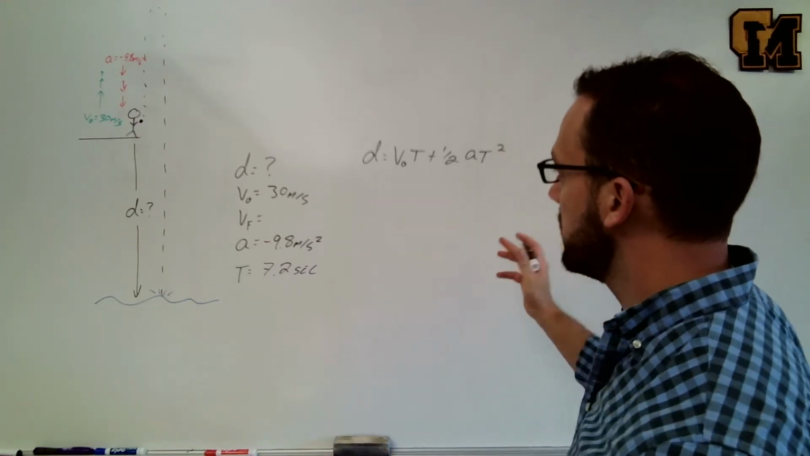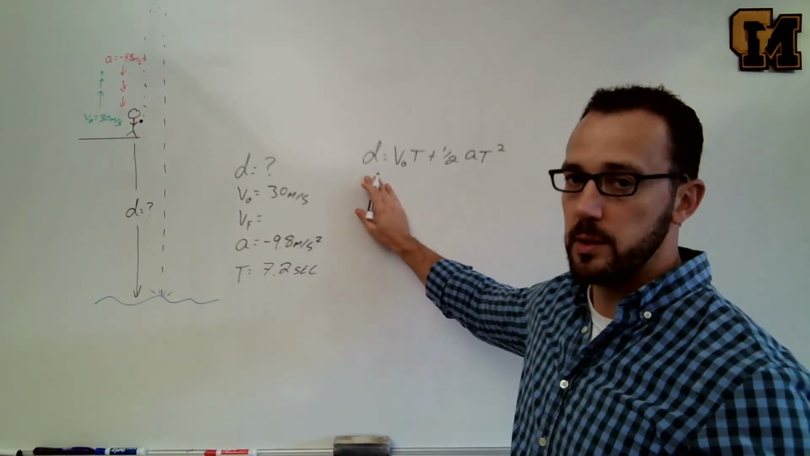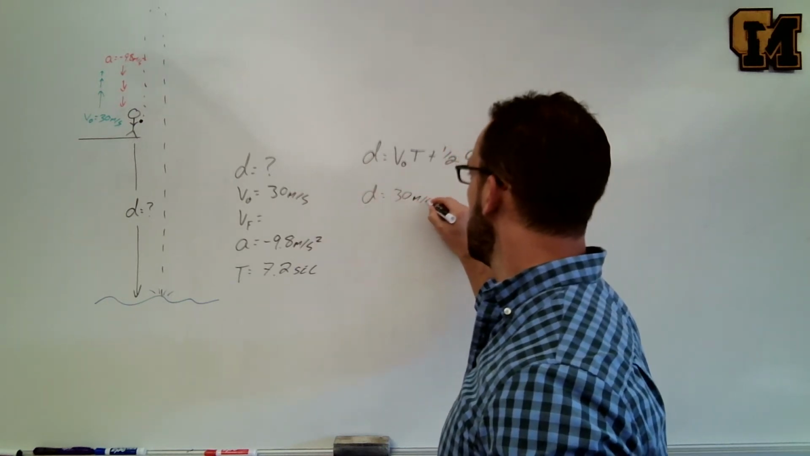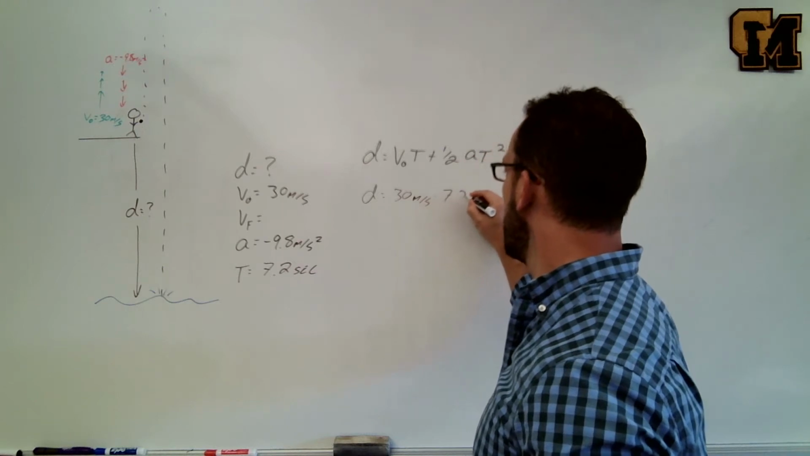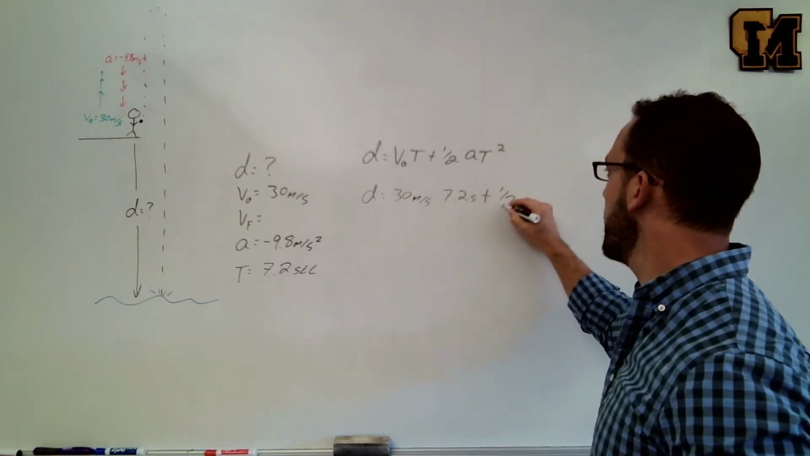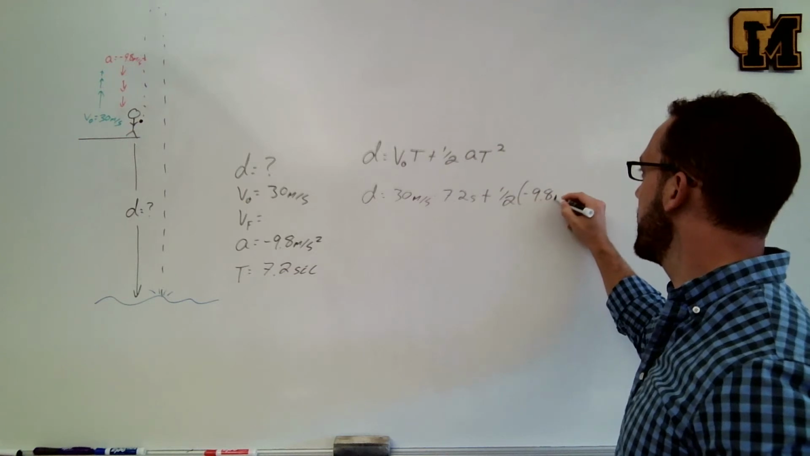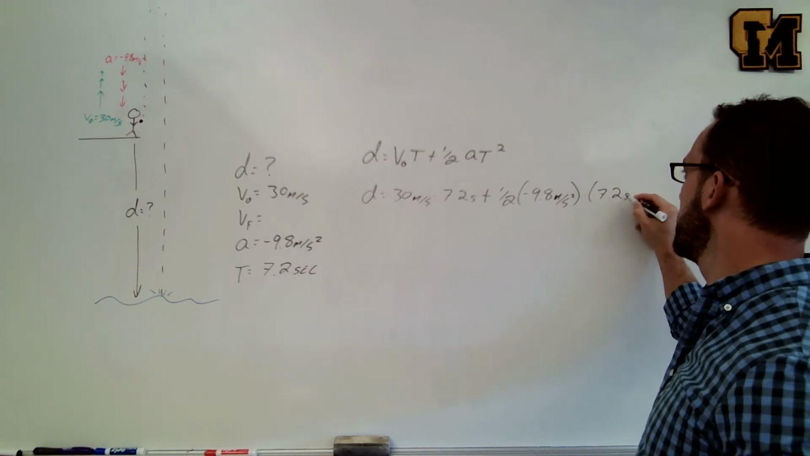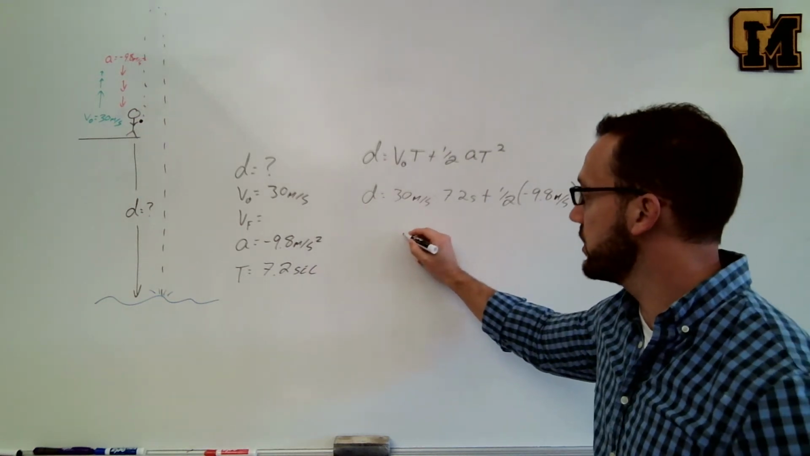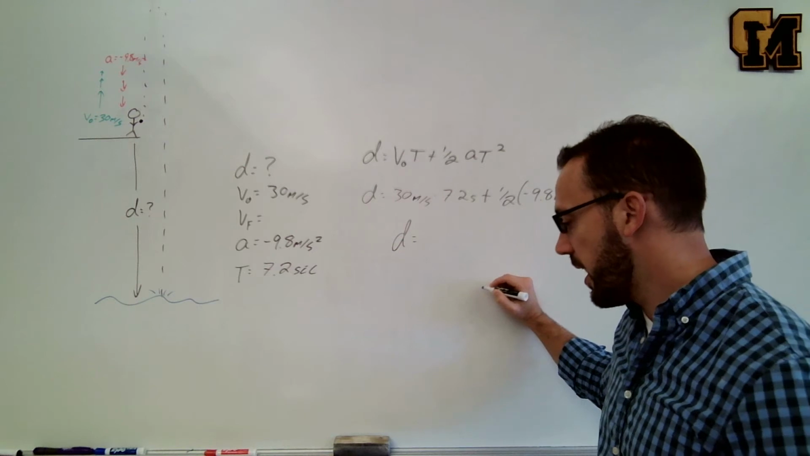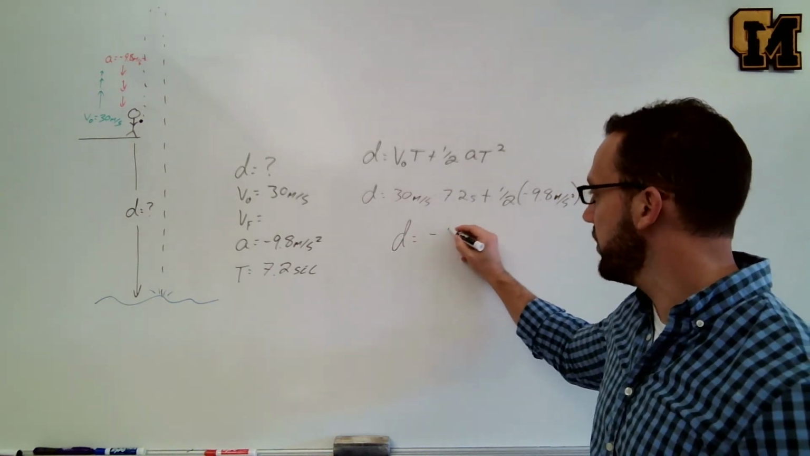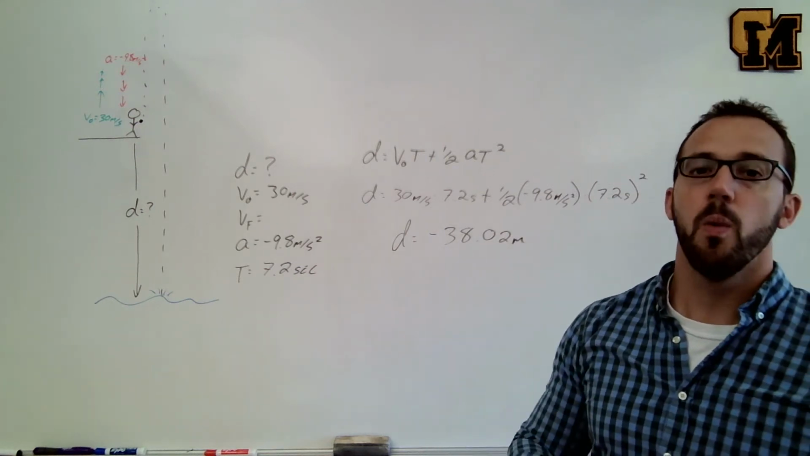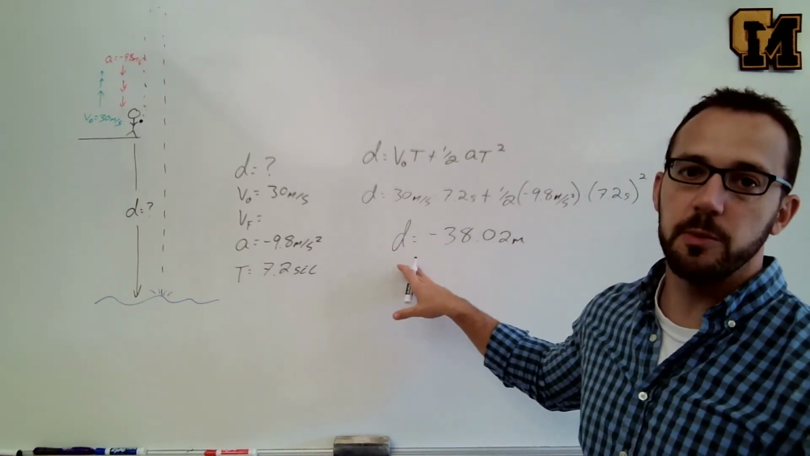We actually have no algebra to do because it's already set up for D. So that's kind of nice for us. So I can just plug in my numbers. D equals 30 meters per second times 7.2 seconds plus 1/2 times negative 9.8 meters per second squared times 7.2 seconds, and that number is going to get squared. If I plug all of that into my calculator correctly, I actually get a negative 38.02 meters. Remember, what we were solving for here is the displacement of the rock.